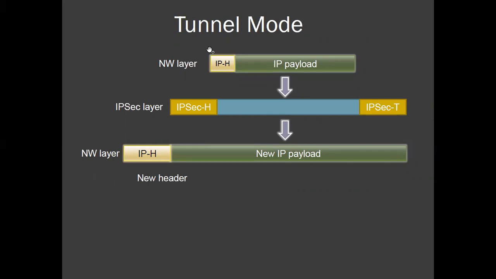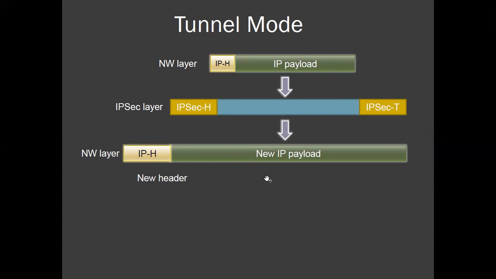See here, the network layer payload, that is the IP payload, is here. The IP header is applied to it and then IPsec is applied. So IPsec is providing security to both the IP header and the payload. The IPsec header and trailer are applied to the entire packet of the network layer, and then again a new IP header is applied. So it is providing security to the network layer payload.